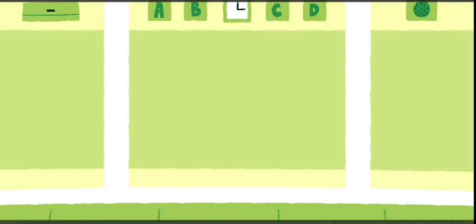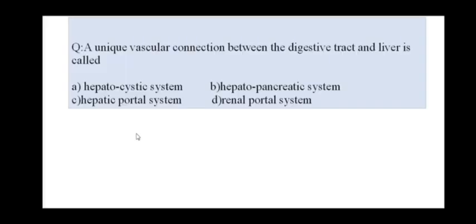Here we are going to discuss the topics related to NEET biology, and we will discuss the concepts regarding the questions. So what we are going to see here are questions related to the double circulatory system. One of the questions related to double circulation is: a unique vascular connection between the digestive tract and liver is called. The options given here are hepatocystic system, hepatopancreatic system, hepatic portal system, and renal portal system.